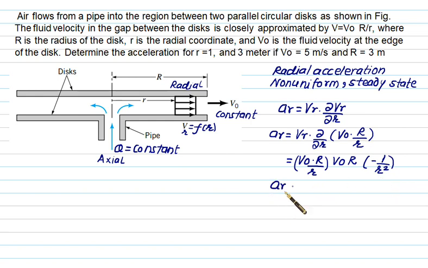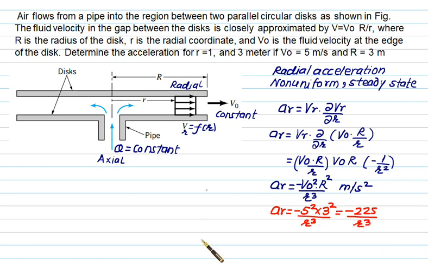Finally, we have radial acceleration equal to V0 square into R square divided by r cube, but we are having a negative value, the unit is meter per second square. So we have AR equal to minus of V0 is equal to 5, so we have 5 square, radius equal to 3, that is 3 square, divided by r cube. So we have 25 into 9, that will be equal to 225 divided by r cube.